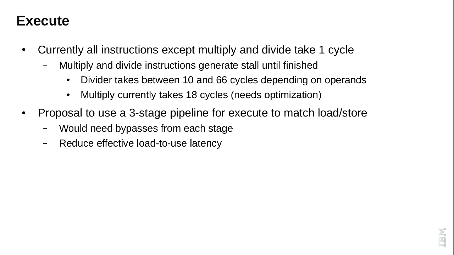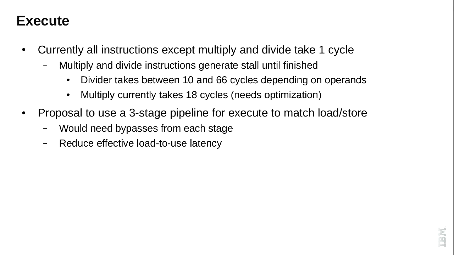Execute. So currently, all of our integer instructions, except for the multiplies and divides, execute in one cycle. The Power ISA has got these interesting instructions that do things like rotate and generate a mask from this bit to that bit and AND the two together, and then AND with, AND a register with the complement of the mask and stick things together and write the result back. All that happens in one cycle. The divider is a bit slower. It takes between 10 and 66 cycles, depending on its operands.